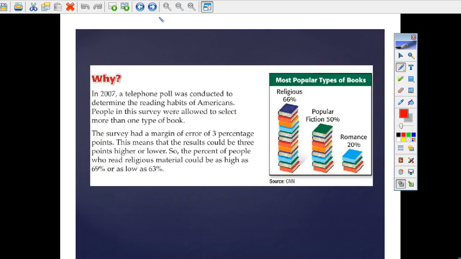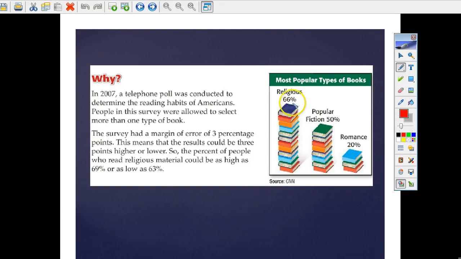So why do we learn this? In 2007, a telephone poll was conducted to determine the reading habits of Americans. People in the survey were allowed to select more than one type of book. The survey had a margin of error of 3 percentage points. This means that results could be 3 percentage points higher or lower. So the percent of people who read religious material could be as high as 69% or as low as 63%.